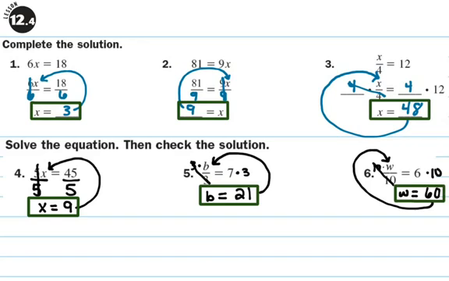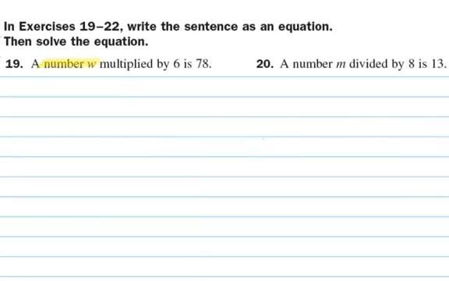Alright, the next thing we're going to talk about is the backside. On the backside of the worksheet, we have a couple equations that we want to talk about. So on number 19 through 22, it says write the sentence as an equation, then solve the equation. We have a number, w, so w is important. Multiplied is important, by 6. Is is important, that means equal, and 78. So those are key things for this. And so we write our equation as w times 6 equals 78.